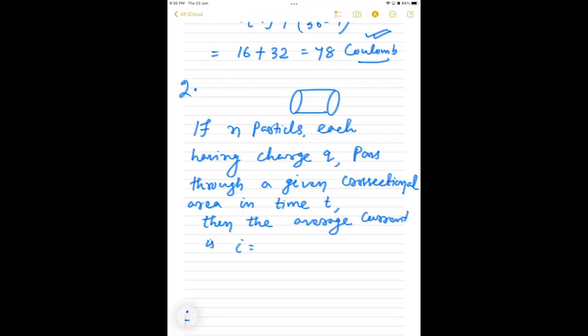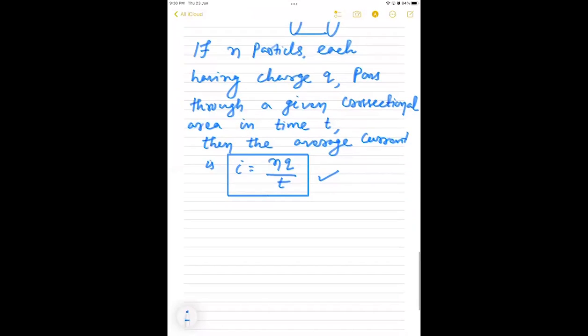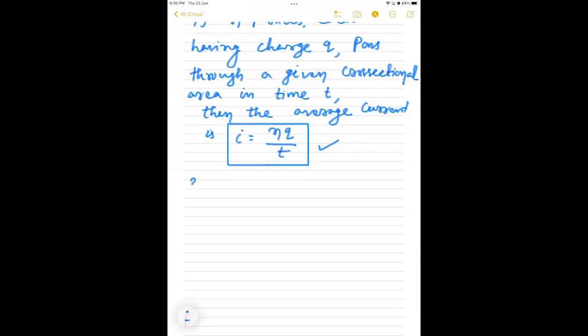I is equal to, students, how many charges are flowing? N particles, each having how much charge? q. Then the total charge is Nq. Nq divided by T, right? Is that clear to all students? This is one type of question. Then number 3, you see.